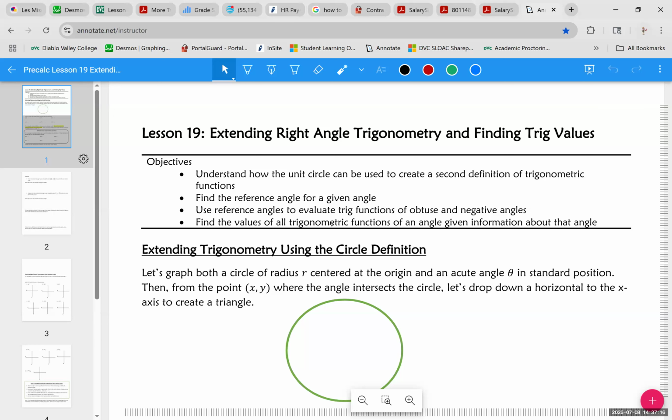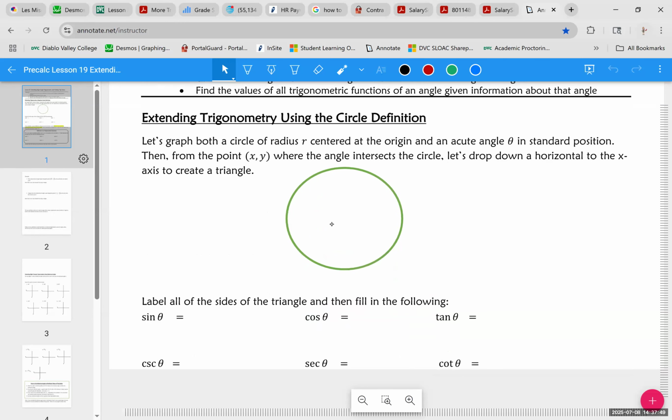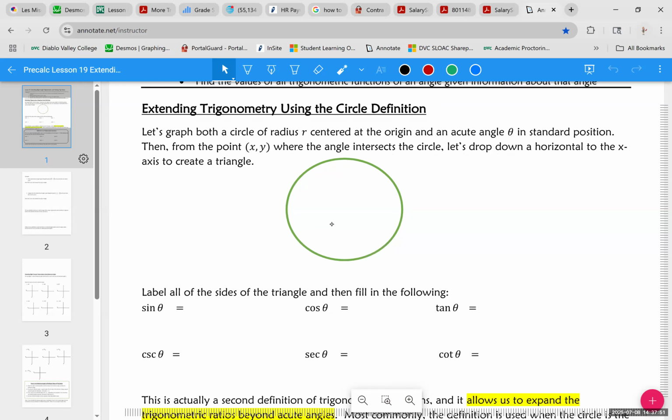Welcome to Lesson 19, Extending Right Angle Trigonometry and Finding Trig Values. In this lesson, we're going to move out of just using angles in triangles, and start placing those triangles on the XY plane and putting angles in standard position, extending being able to find sine, cosine, and tangent and the other ratios to angles that are larger than 90 degrees. Okay. So in order to do this, we're going to start with a circle.